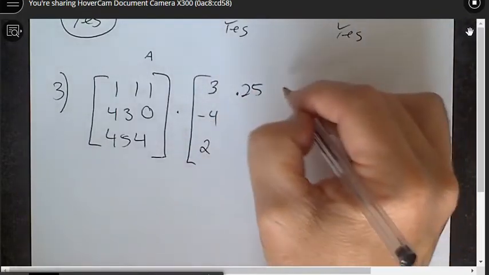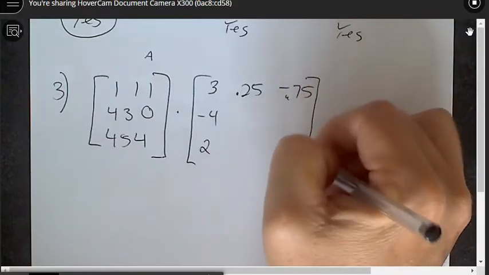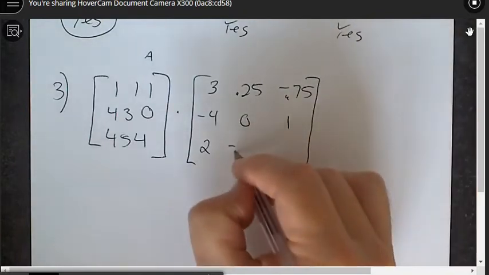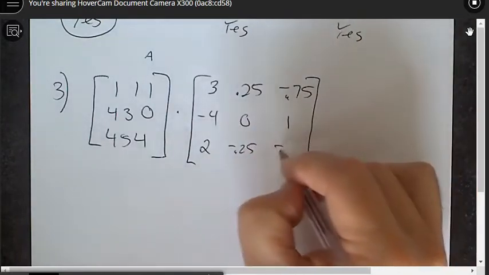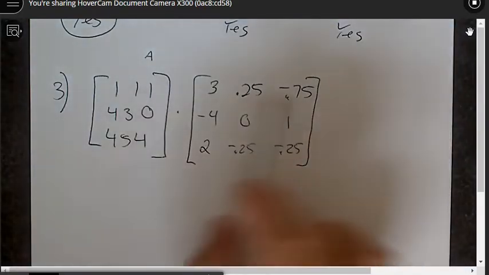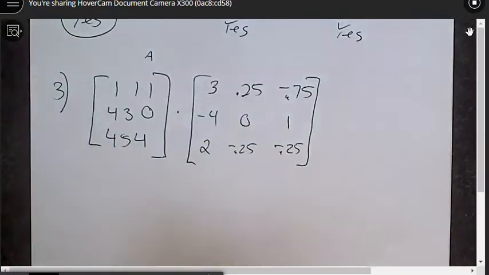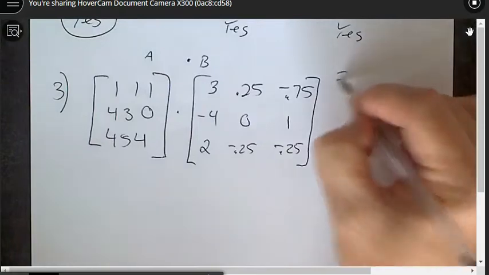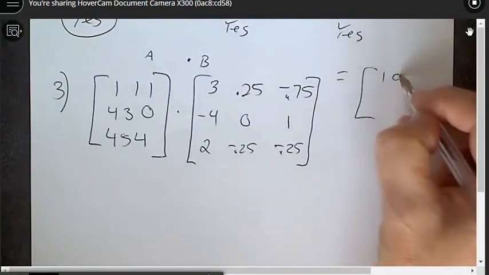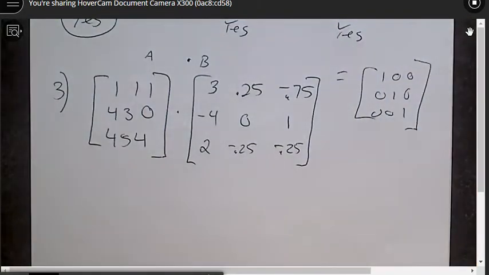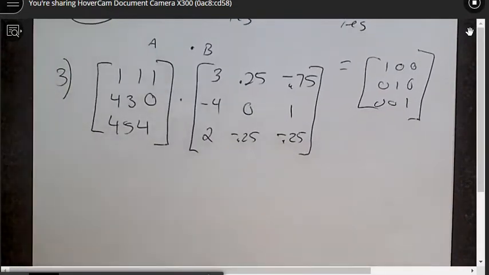0.25, negative 0.75, 0, 1, and negative 0.25, and negative 0.25. I wish that would have been a little bit better numbers here on that last, but we'll make sure that we're going to get that way. So basically, here's what we're asking is if we multiply A times B, does that equal the identity matrix?